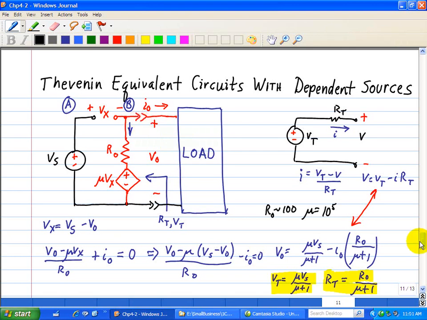Now finally, what do I mean by a voltage follower? Well, we note here that Vt consists of the ratio of mu divided by mu plus 1, but we saw here that typically for an op-amp mu is very large. Therefore, the voltage seen by the load, looking back here, is essentially equal to the source voltage. So in other words, the output right here follows the input voltage Vs.